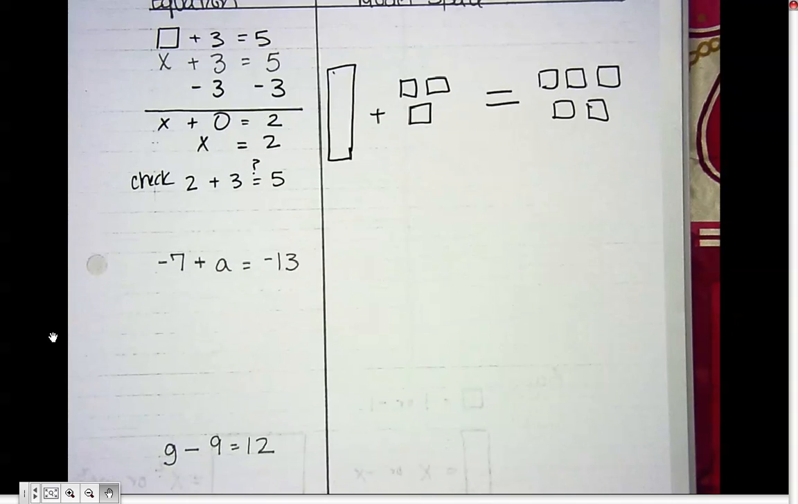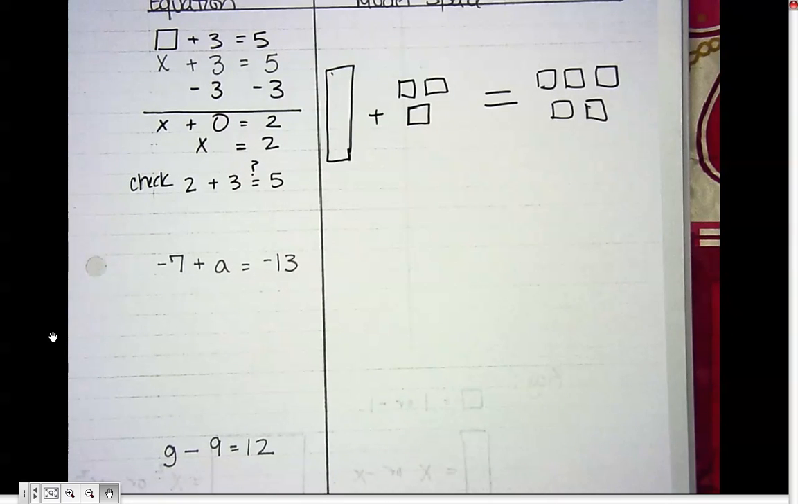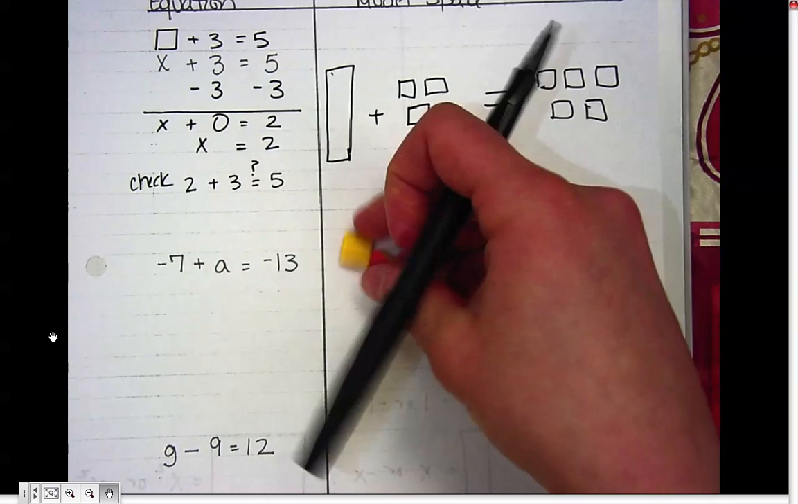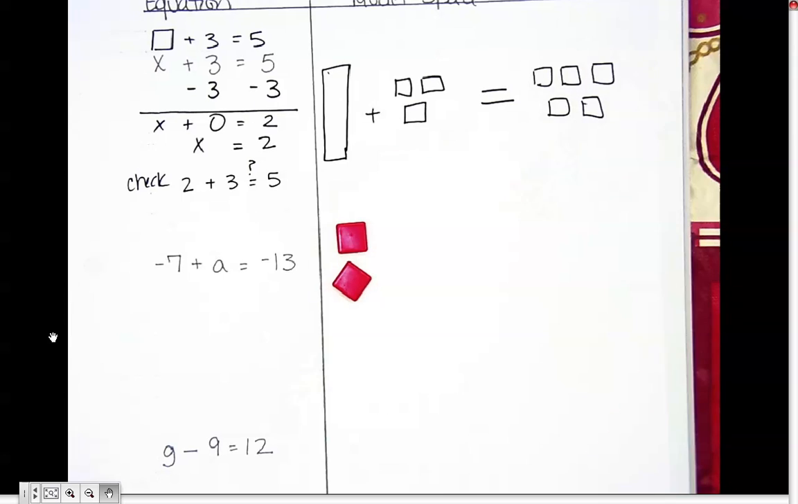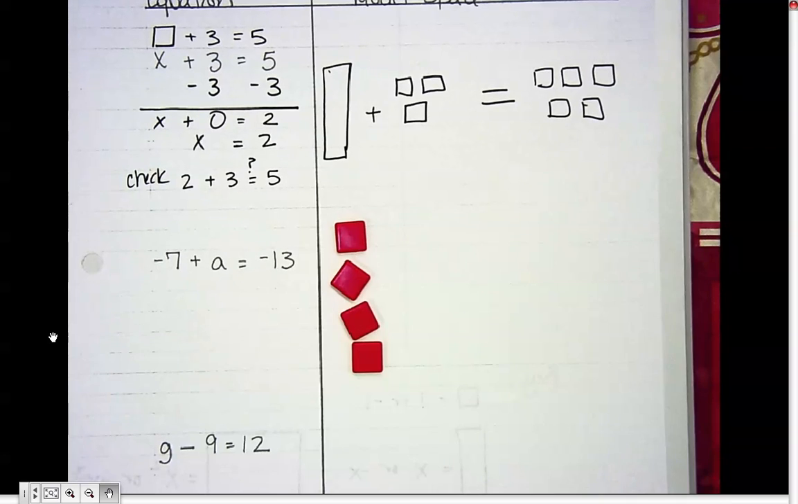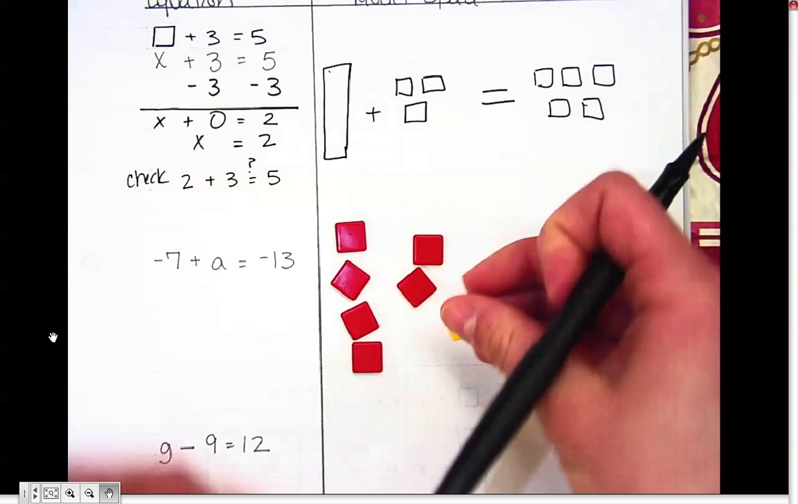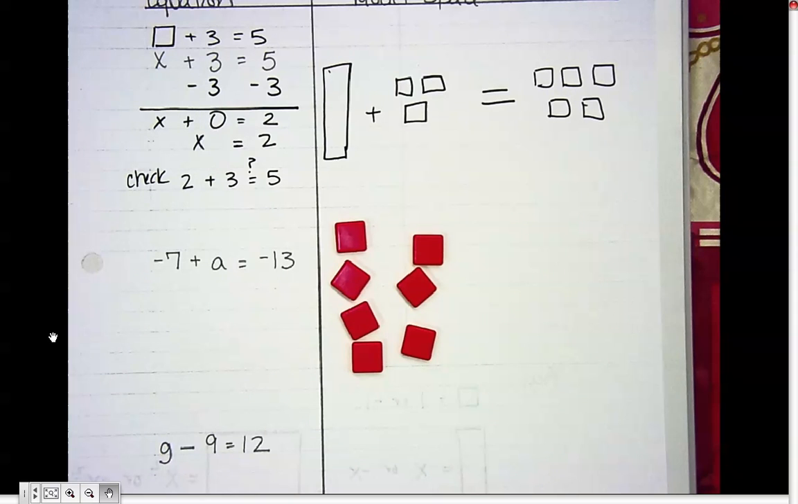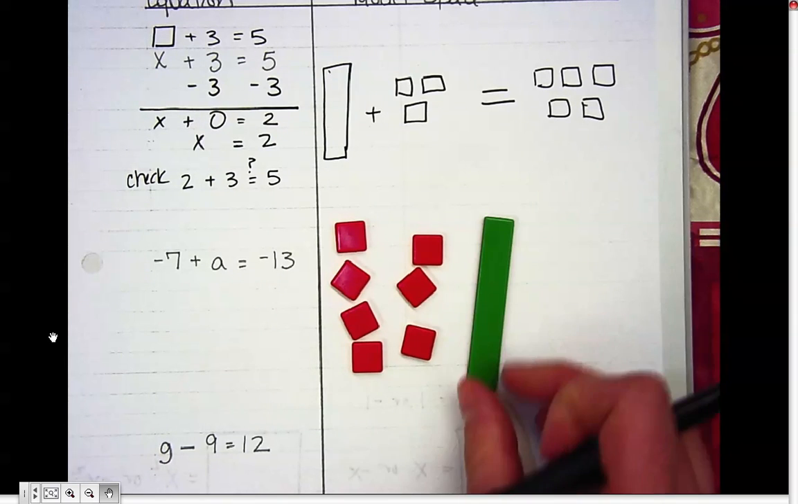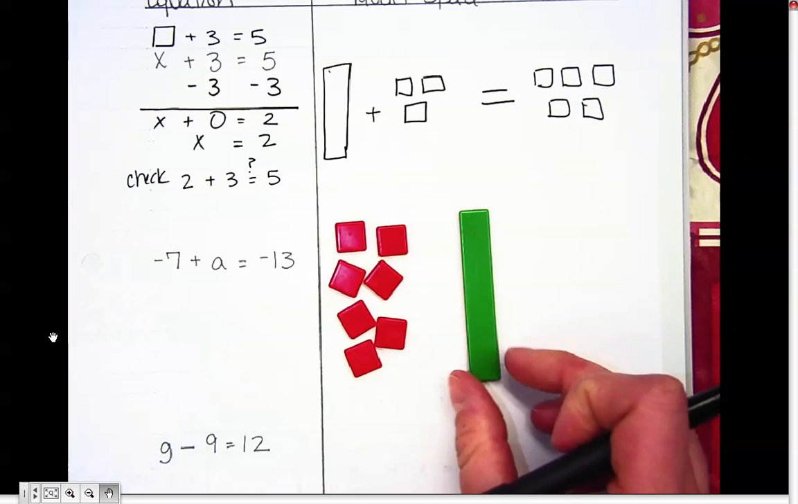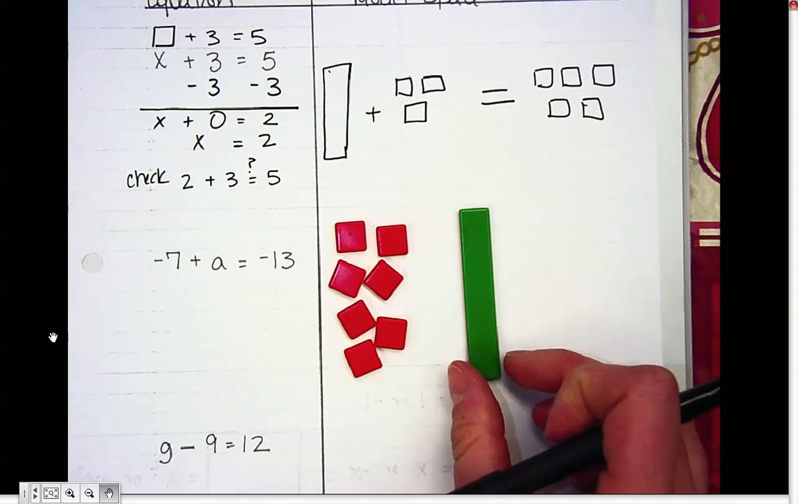This one says negative 7 plus a equals negative 13. So I'm going to flip my pieces over for me, and for you, you're going to use your red pieces. So have 7 red pieces, and I'm adding to it something. I don't know if it's negative or positive yet. I'm guessing it's probably going to be negative, but I don't necessarily know yet.